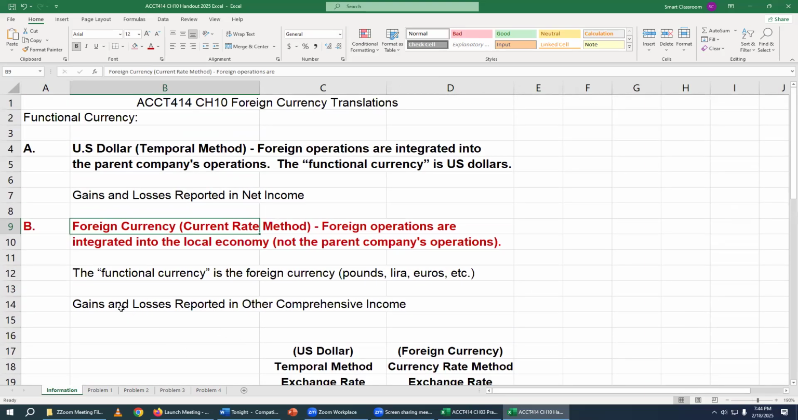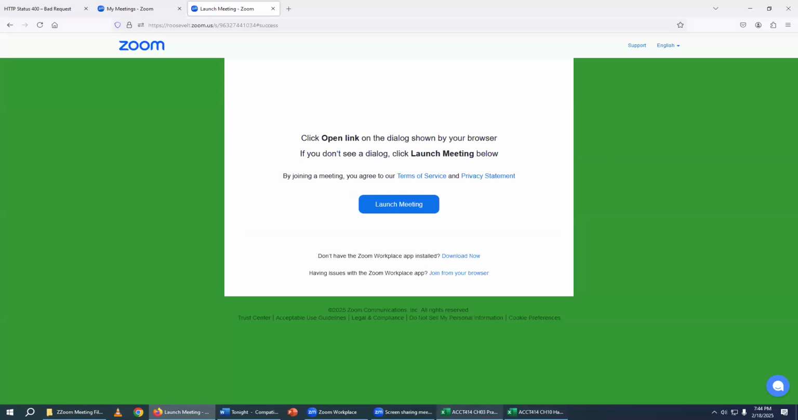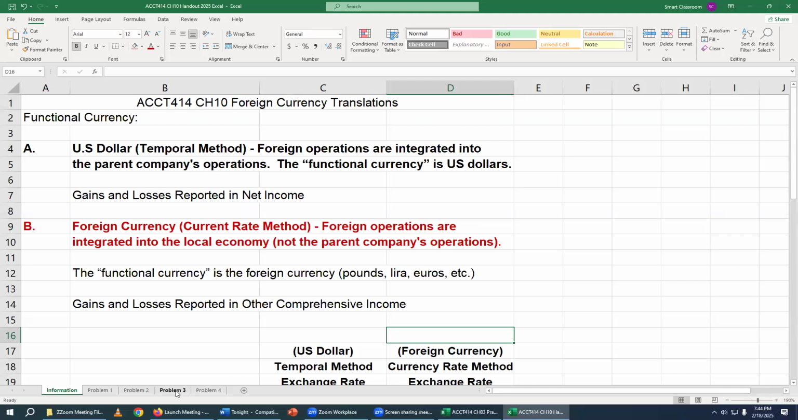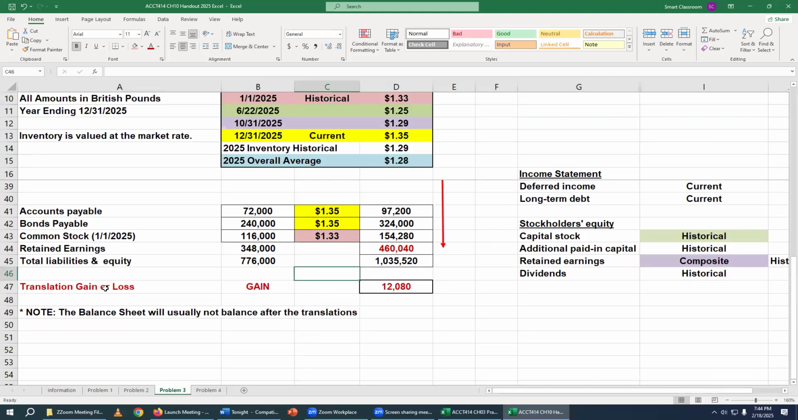And by the way, this would be reported in comprehensive income, which would be included in the equity section. So this would be comprehensive income. The comprehensive income is on the equity side. I don't have it broken out here, but the equity section would have this translation gain of 12,080. It does not go through the income statement.